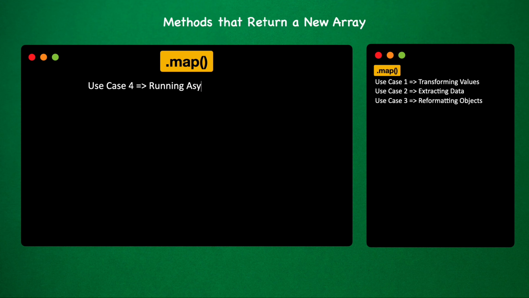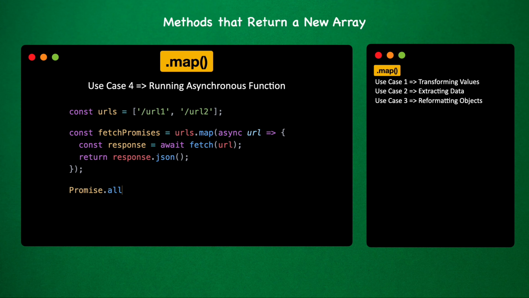Lastly, map isn't just for synchronous operations. It can handle asynchronous functions too, but with a little twist. In this scenario, map is used to fire off a series of fetch requests. Each returns a promise, and Promise.all is crucial for managing these promises, allowing us to wait for all the data to arrive before proceeding. As we've seen, map is not just a loop.